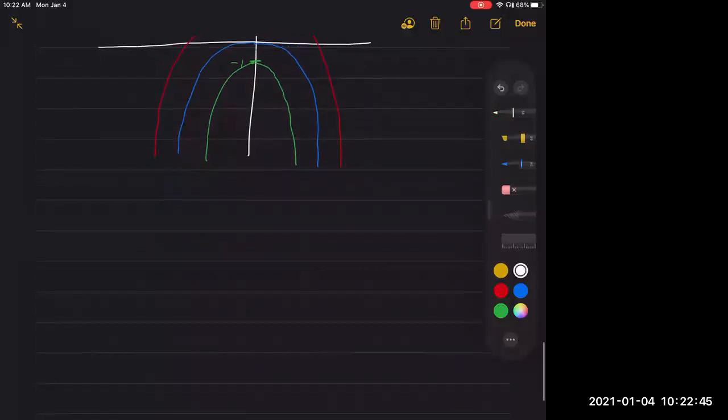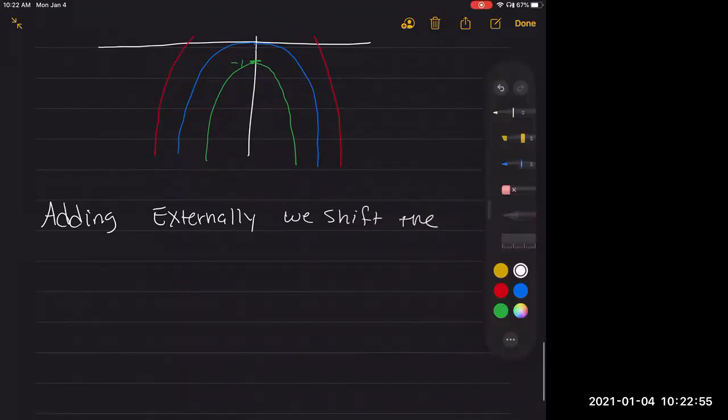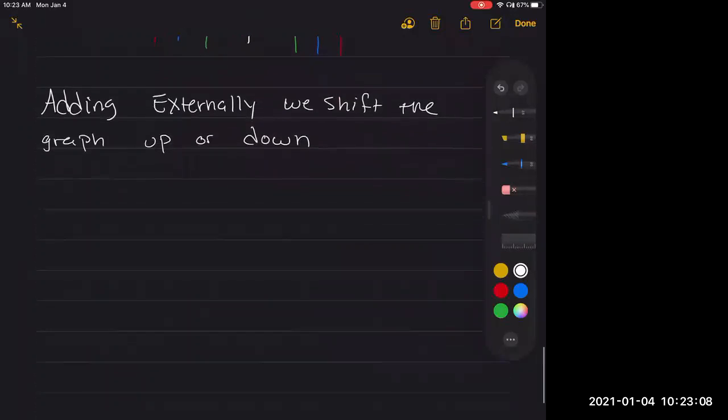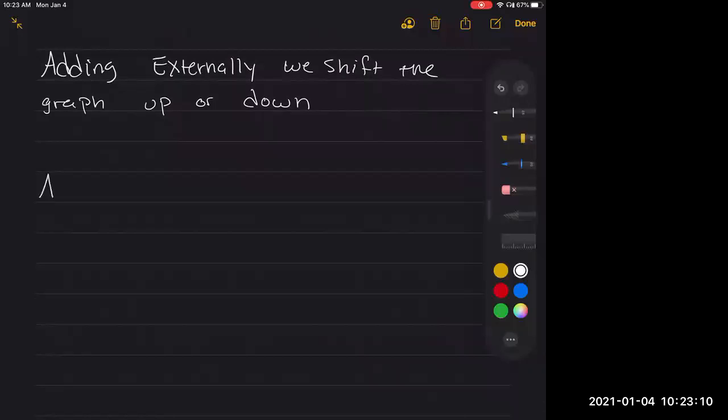So by adding externally, we shift the graph up or down. Okay, so then our next helpful tool is adding a constant internal.